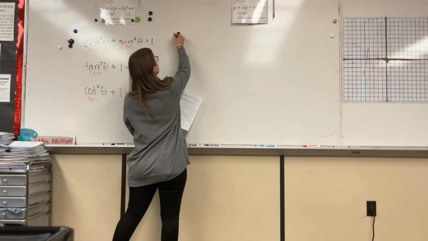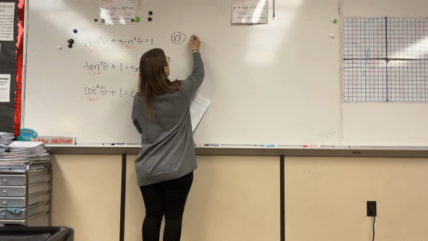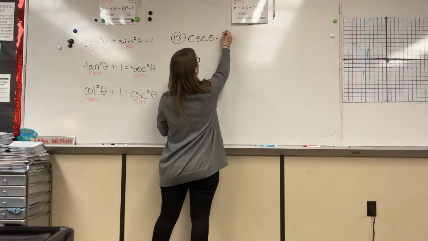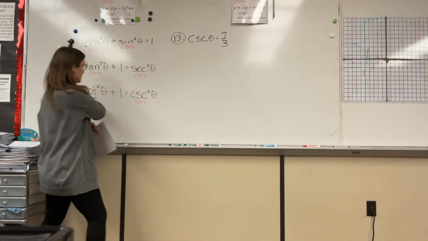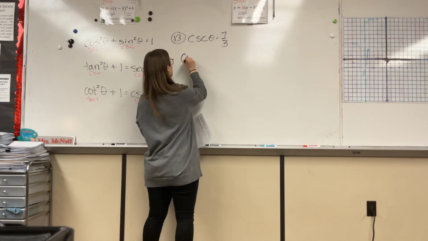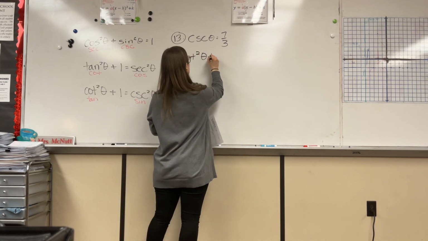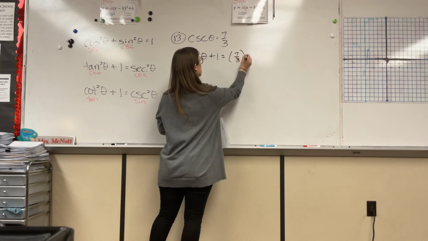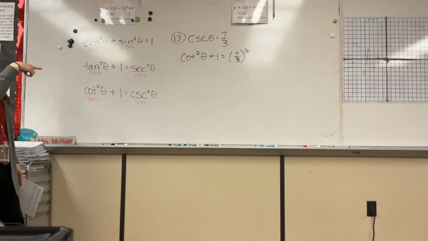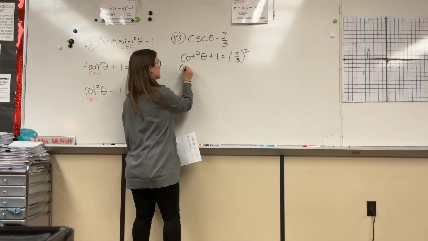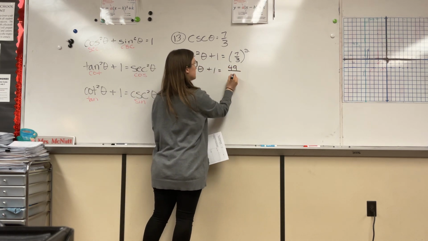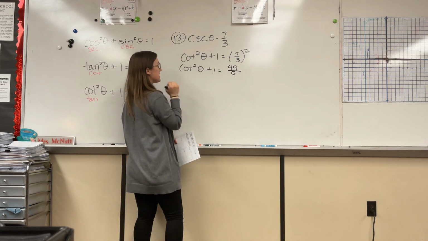So when I'm looking at number 13, the first thing I would do would be to say, well, the cosecant is 7/3. And then I would rewrite this formula, but instead of cosecant theta, I would write 7/3. So now I'm going to square and subtract the 1. So 7/3 times 7/3 is 49/9.